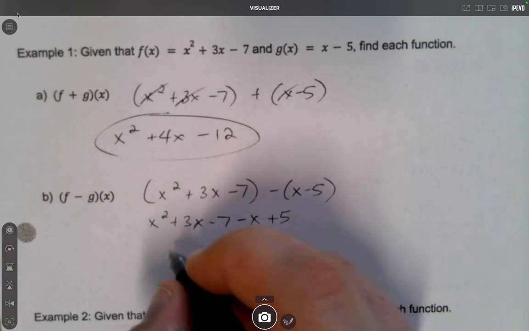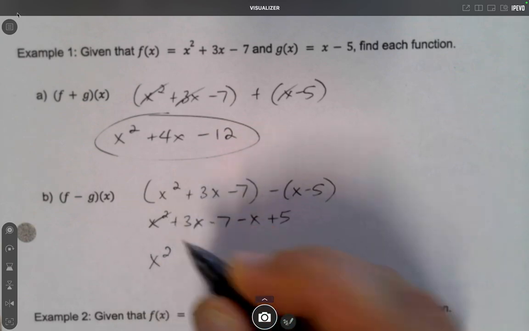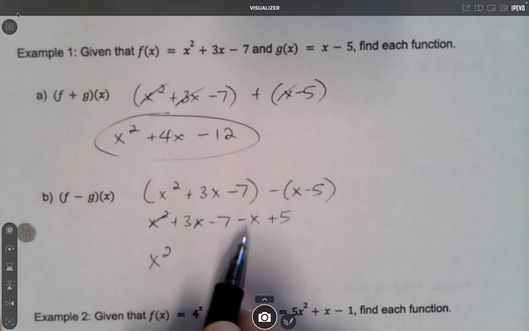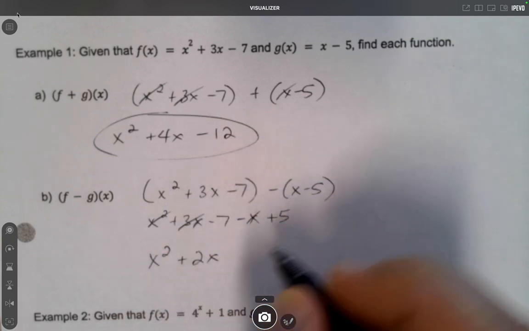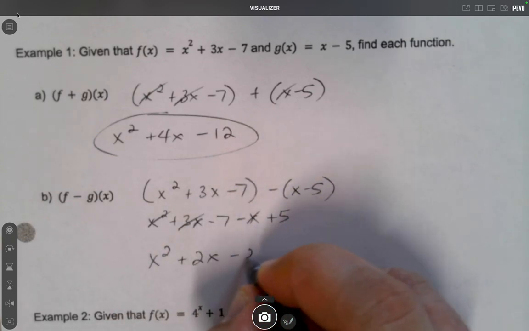This is the only x squared, so it just stays as it is. Positive 3x minus 1x is positive 2x. Negative 7 plus 5 is minus 2.